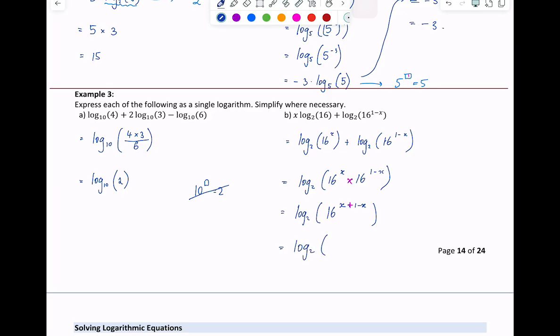We're going to simplify this now. So we've got 16 to the power of x minus x, which is 0, and then we've got the plus 1. So 16 to the power of 1 is just 16. And last but not least, we'll take this off to the side. Again, try re-expressing it here to figure out what the value is. 2 to the power of something equals 16. That's 2 to the power of 4. So our final answer here is 4.